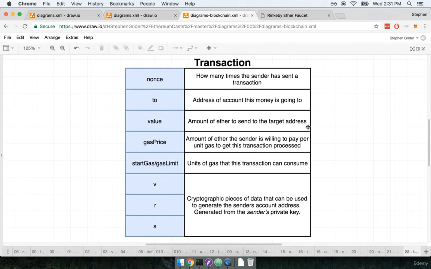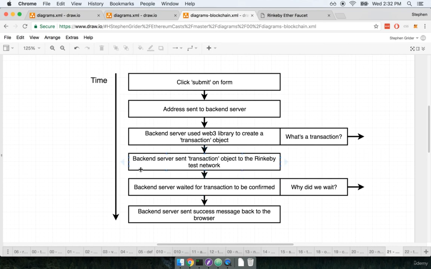Okay, so that's a very brief description of what a transaction is. Now we're going to pause right now, and when we come back, we're going to finish up the rest of this flow. So I'll see you in just a minute.